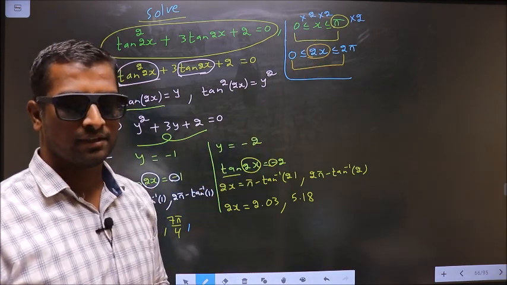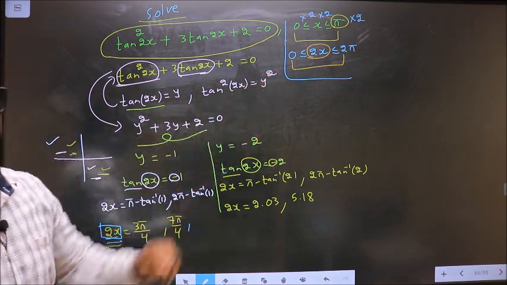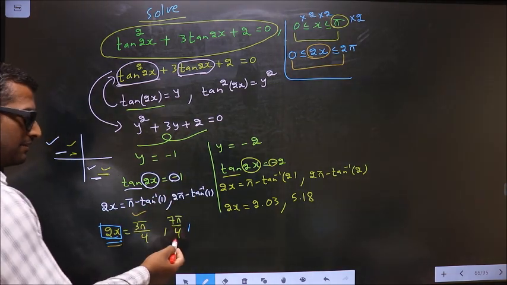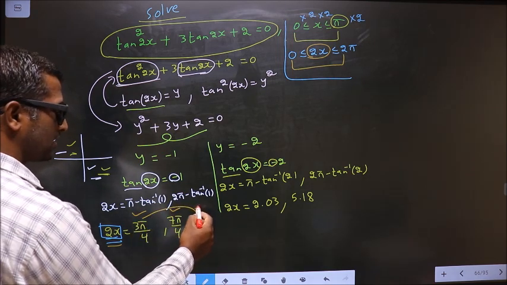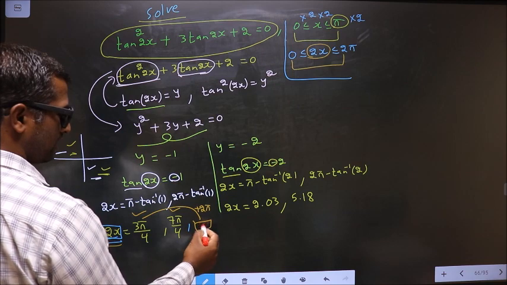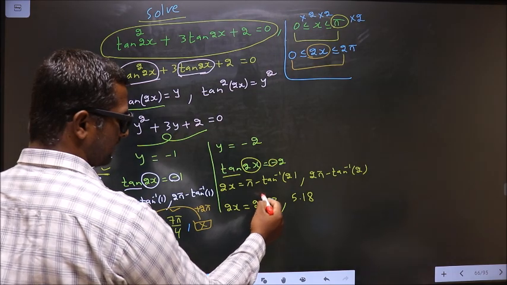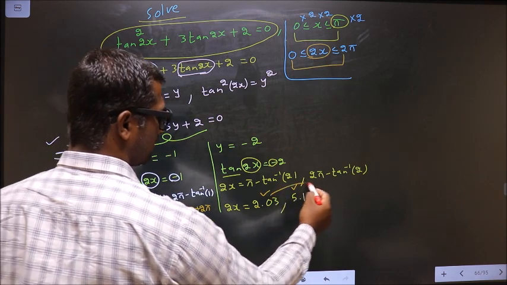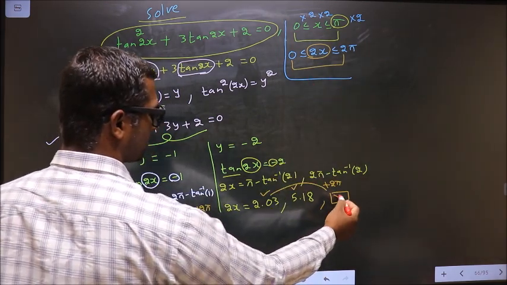Am I clear? Now we should write all the values for 2x in this interval. Does 3 pi by 4 lie in that interval? Yes, accept it. Does 7 pi by 4 lie? Yes, accept. Now to get another value, I should add 2 pi to this. When I add 2 pi, I get a value that does not lie in the interval, so you reject it. Now here, does 2.03 lie? Yes, so accept. Does 5.18 lie in the interval? Accept. Now to get another value, we should add 2 pi. When I add 2 pi, I get a value that does not lie in the interval, so you reject it.